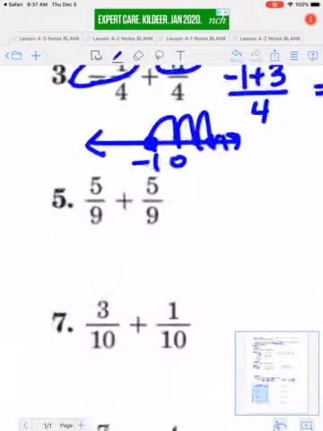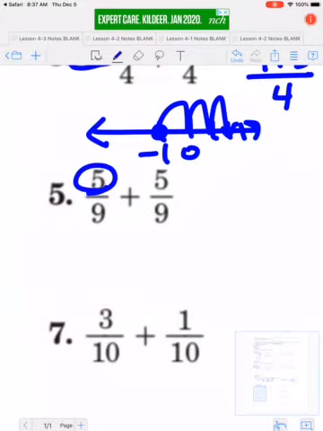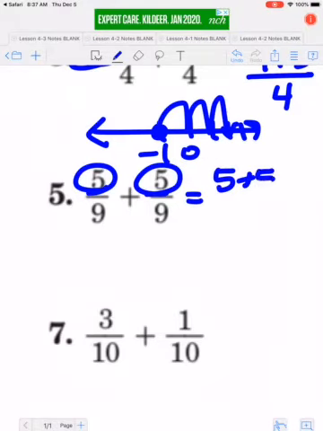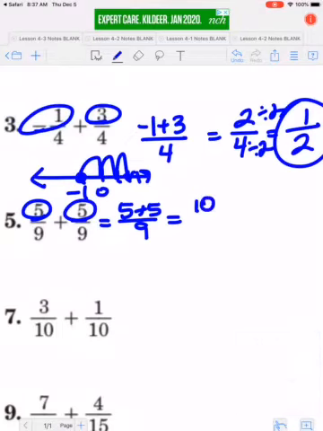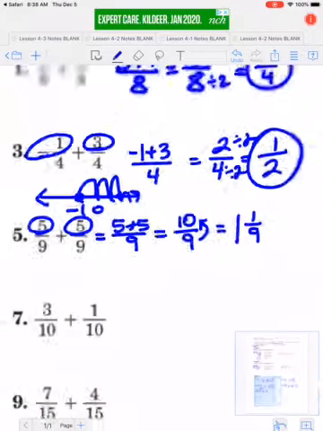Moving right along, number 5, add our numerators. So 5 plus 5 all over 9. 5 plus 5 is 10 over 9. So you can either leave it as 10 over 9, or you can see how many times 9 goes into 10. That is once, and then there's 1 out of 9 left over.